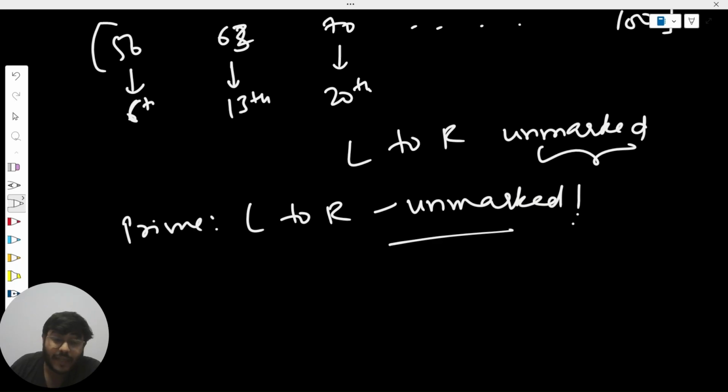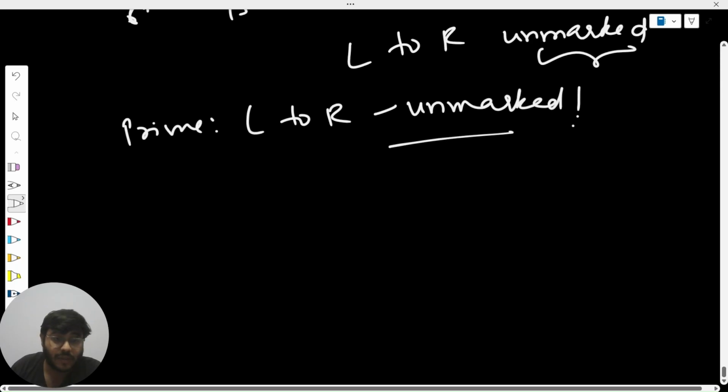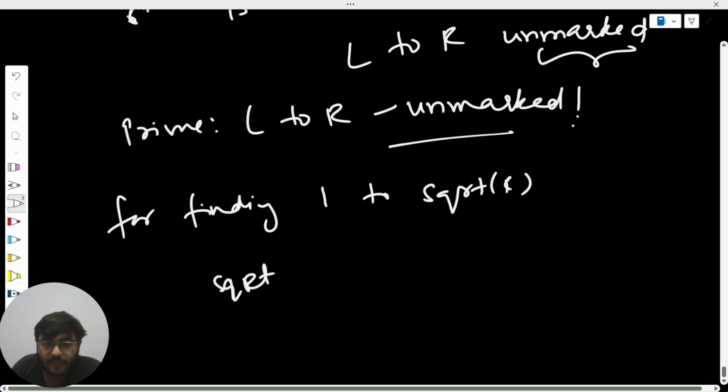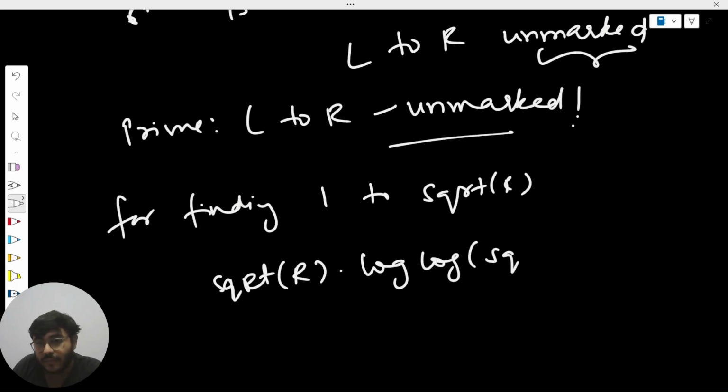So first of all, since we are going to use this for finding the prime numbers from 1 up to sqrt R, that you can basically take as sqrt R into log of sqrt R, right? That was our first step. Okay, this was our time complexity of the first step.